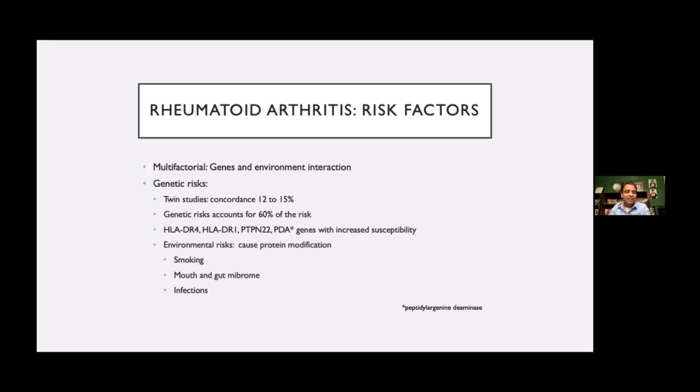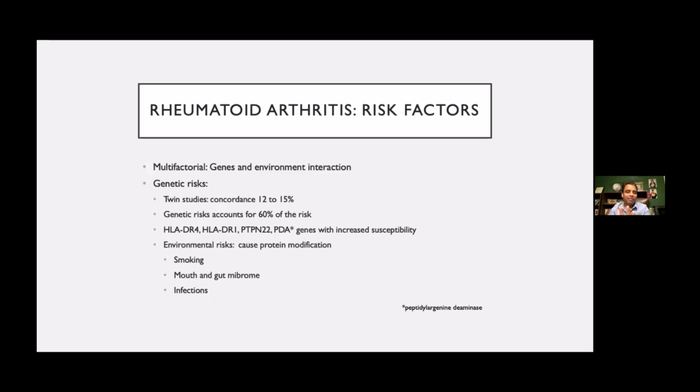Now, infection is still a debatable topic, but there is a thought that various types of infection, either bacterial or viral, could start the process of rheumatoid arthritis. This area is still quite debatable and unknown, but there have been some good studies showing that there is some link between infection and the risk of rheumatoid arthritis.